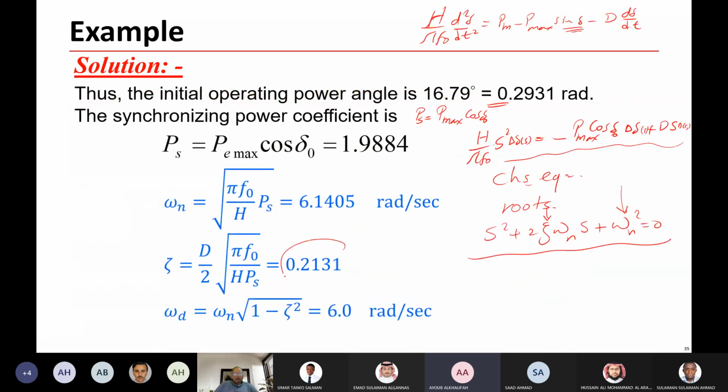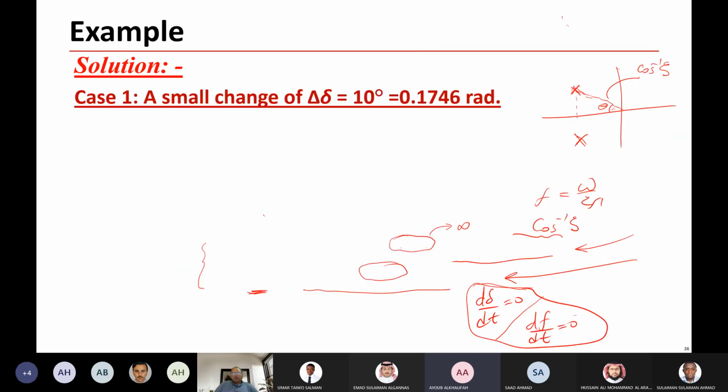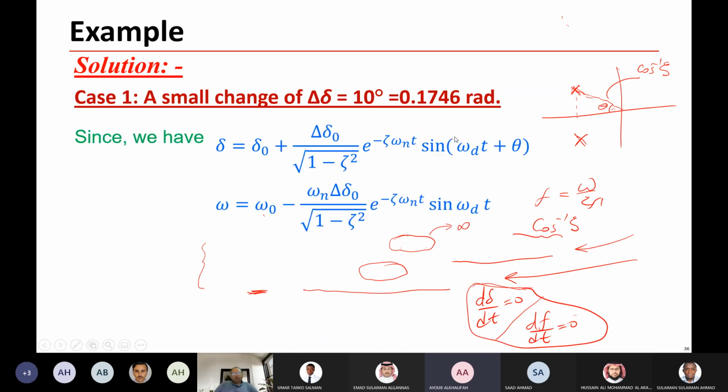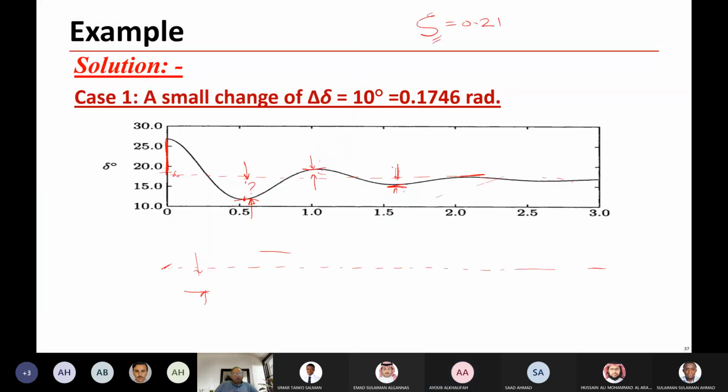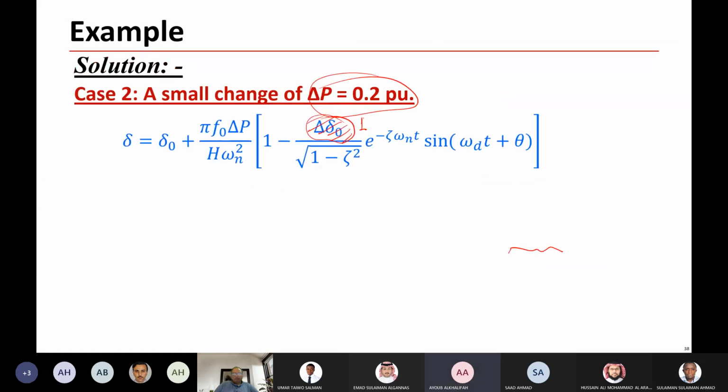Zeta is 0.2. If you take cosine inverse of 0.2131, check it with a calculator. Yes, it's 77.7. Okay, so this is the theta. The theta here is this angle. It is not the phase angle between voltage and the current. Okay, clear. Any other question?